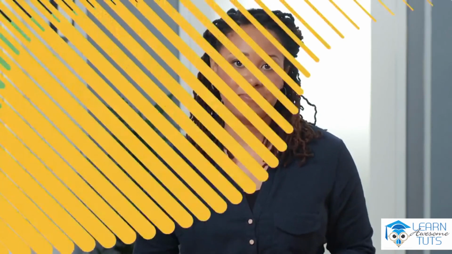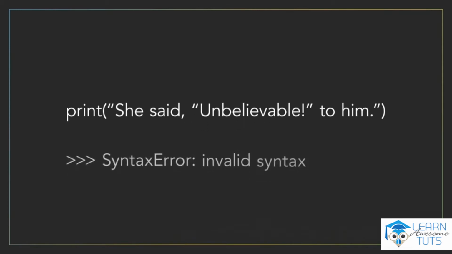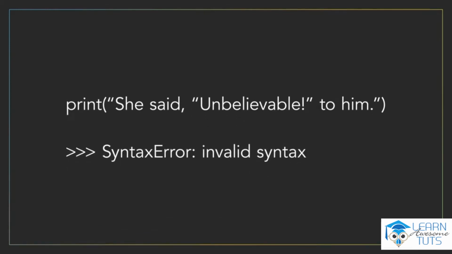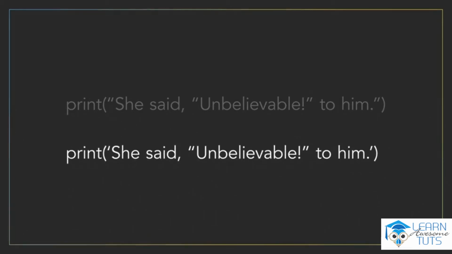But you might be wondering, why would I want to use the double quotes version over the single quotes version of strings? Well, it depends on the contents of your string. Let's see what happens when we print out the following string that's wrapped in double quotes. "She said, double quote, unbelievable, double quote, to him." We receive a syntax error because we've confused Python with our nested double quotes. Instead, we will want to use single quotes to open and close our string. This way, Python knows just what we mean.